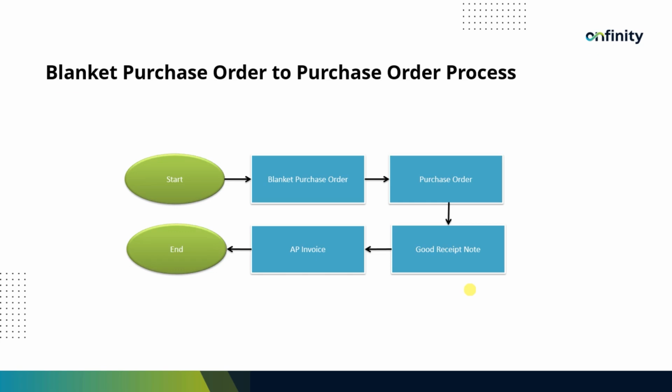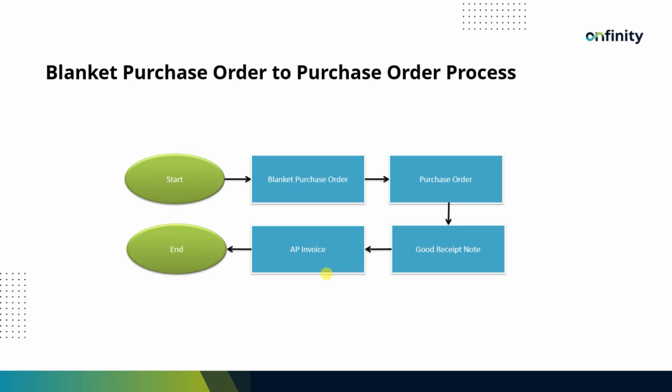Next, we'll take a look at the blanket purchase order to purchase order process flow, which outlines a high-level overview of the procurement workflow. This process begins with the creation of a blanket purchase order, BPO, a long-term agreement with a vendor. As specific requirements arise, individual release purchase orders are issued against the blanket order. The process concludes with the goods receipt note to confirm receipt of items, followed by invoice processing, ensuring accuracy, traceability, and efficiency throughout the procurement cycle.